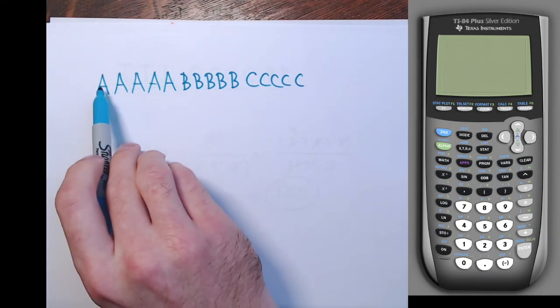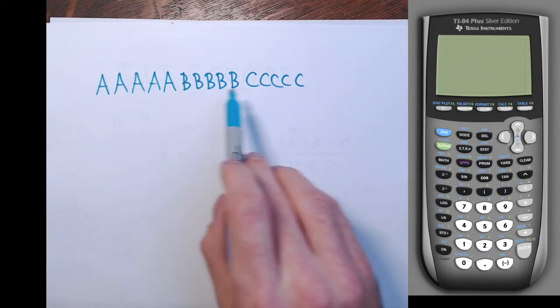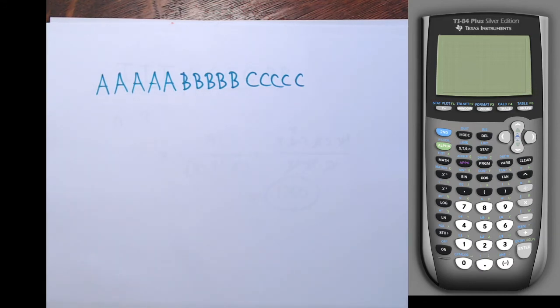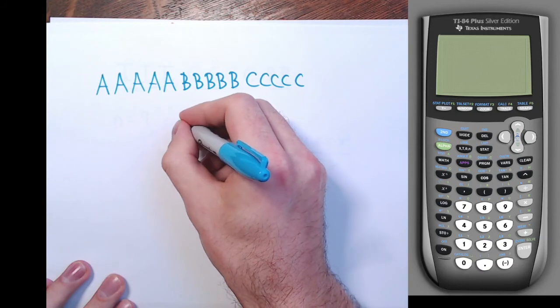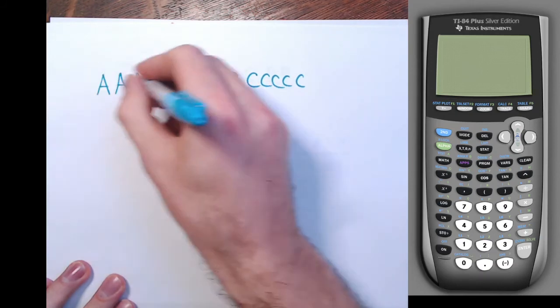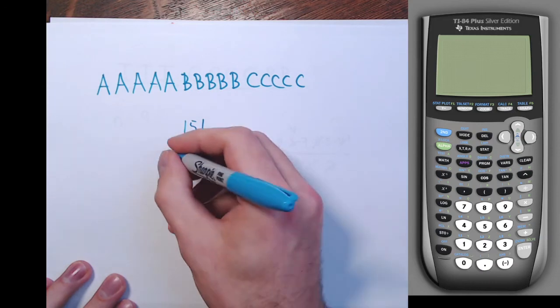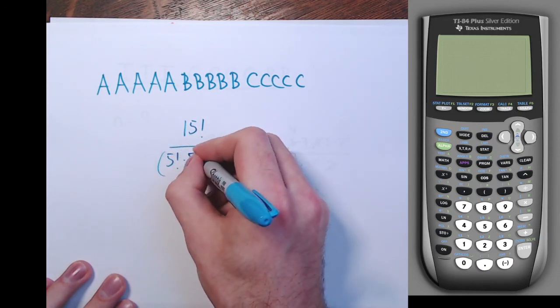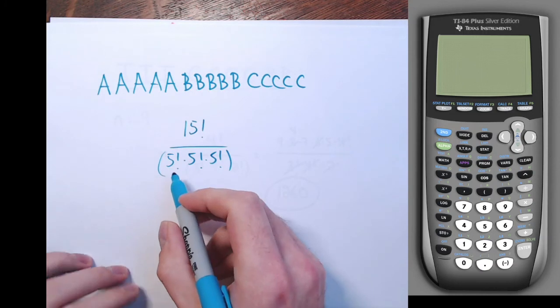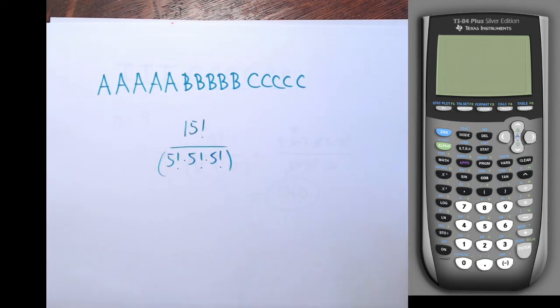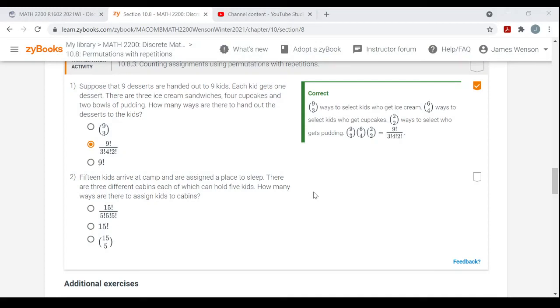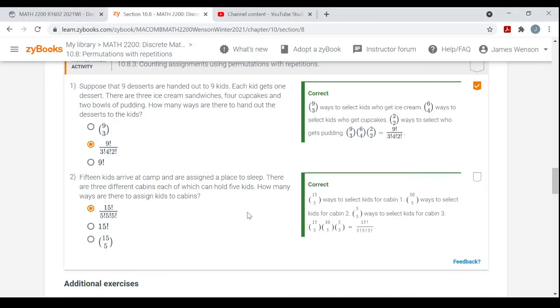But I could also have sent the first kid to cabin A, the second kid to cabin B. As long as there were 5 A's, 5 B's, and 5 C's, that's all I wanted. Right? So the number of ways to do this would have been 15 factorial, since there are 15 positions, 15 kids, divided by 5 factorial times 5 factorial times 5 factorial for cabin A, cabin B, cabin C. Looking back, that's all they want us to enter here. So again, rearrangements where some of the objects are repetitions, some of the objects look the same.